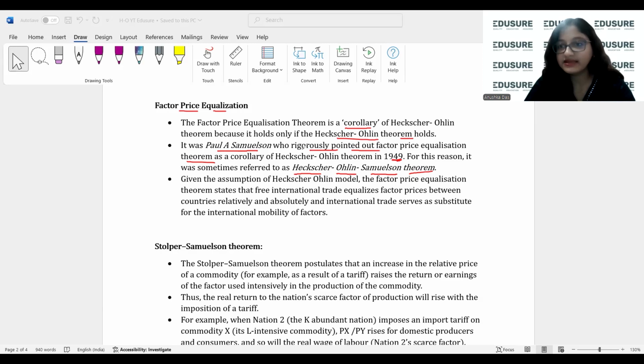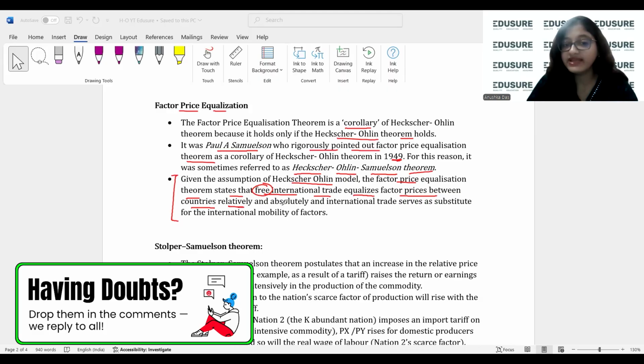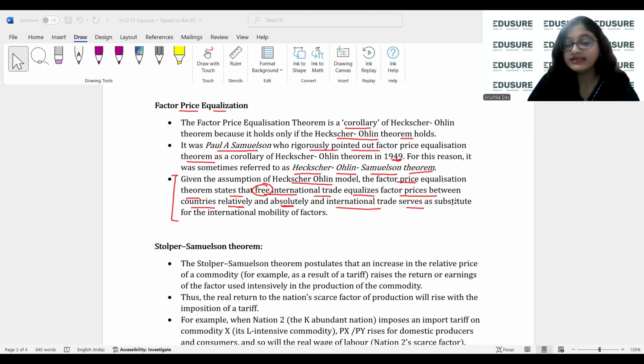Now, what is the main statement of this theorem? Given that all the assumptions of the Heckscher-Ohlin model hold, the factor price equalization theorem says free international trade, free, so there is no tariff, no transportation cost, no barriers, will equalize the factor prices between countries, relatively and absolutely. And international trade serves as a substitute for the international mobility of factors.